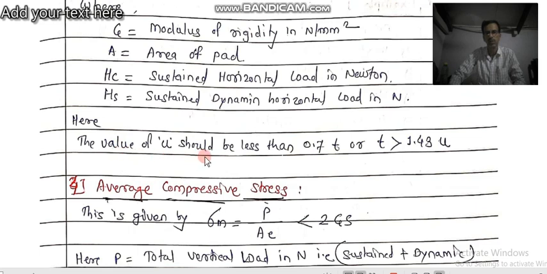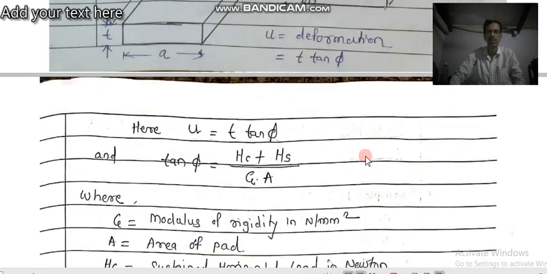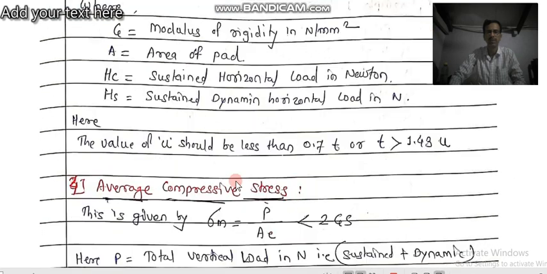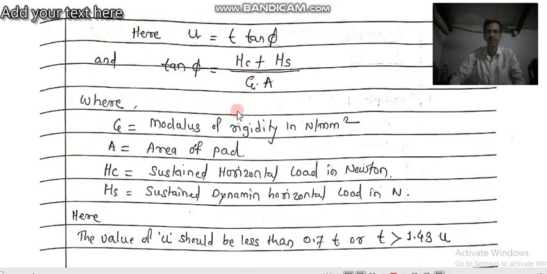Here the value of U should be less than 0.70 T, or T must be greater than 1.43 U. So this U must be less than 0.7 times T. That is the main condition.